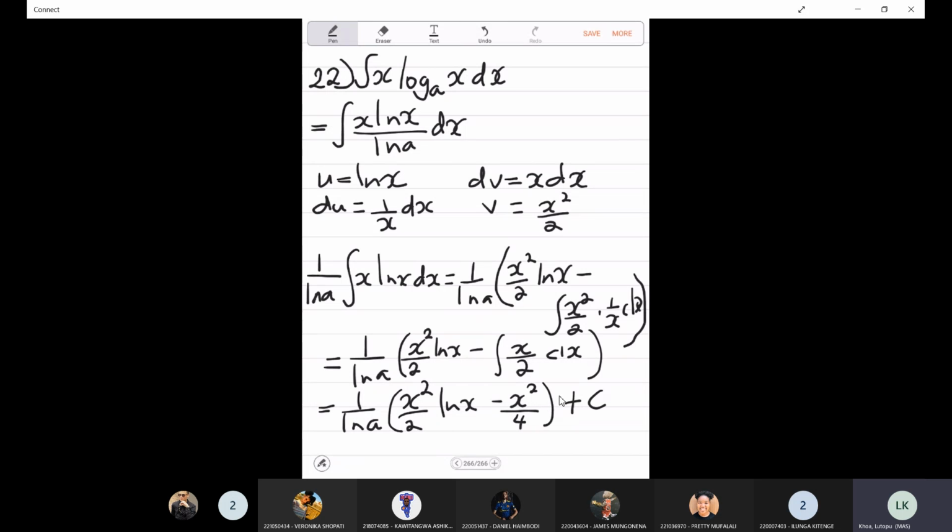So you can multiply everything in and then change this back to log base a if you like. So this is x squared over 2 log base a of x minus x squared over 4 ln of a. Then we have our c over there.